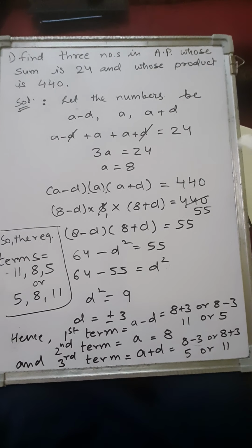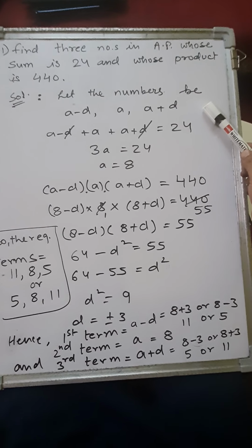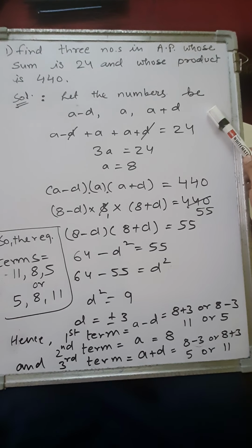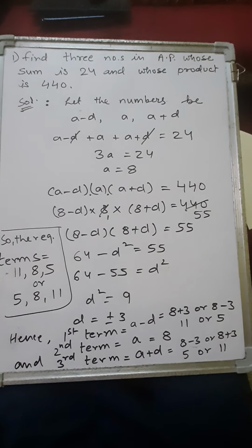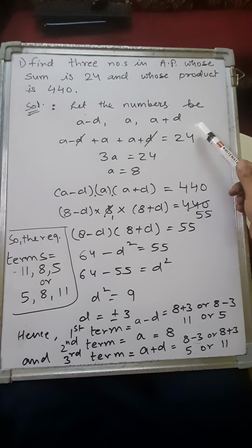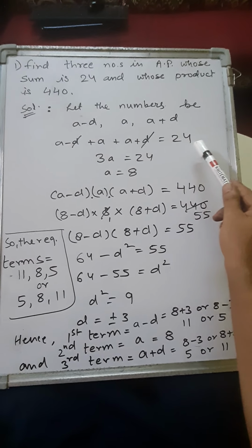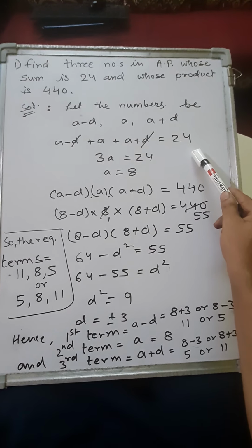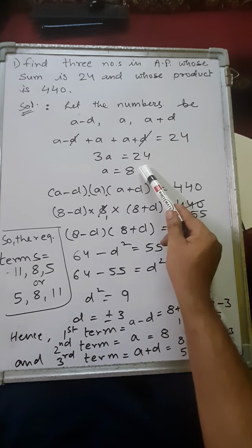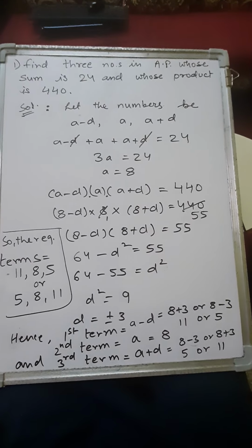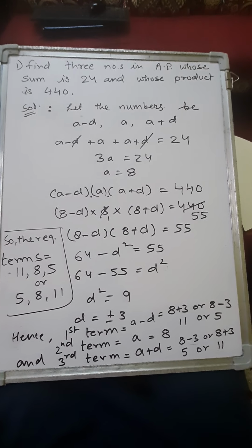There are three consecutive terms in AP. So whenever we have to assume, children, three consecutive terms in AP, we take A minus D, A and A plus D. Now the question says the sum of these three terms is 24. That means when we add these three terms, we'll get 24. So here we are adding these three terms and equating to 24. So the plus D and minus D will get cancelled. 3A equals 24. The value of A, the first term, will be 8.